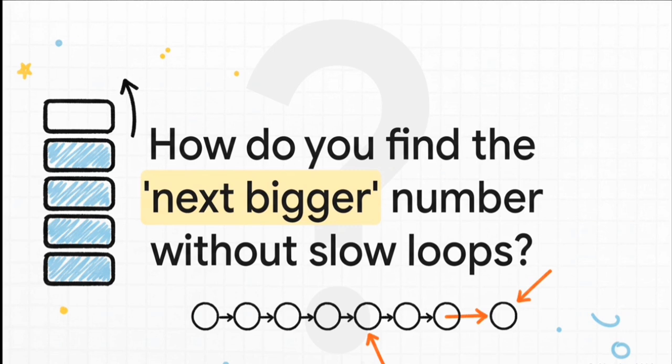You get a list of numbers, right? And for each number, you have to find the very first number to its right that's bigger. How do you do it? And more importantly, how do you do it fast?